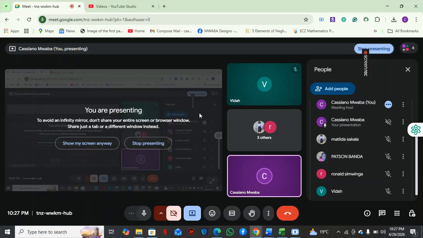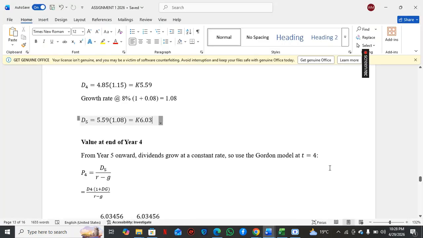Are we okay with that, colleagues? Let me just repeat that one more time. After year 5, the dividends will grow at 8% forever. So to account for those dividends after year 5, this is where we bring in the terminal value. This terminal value is accounting for all of those dividends after year 5. So this is the formula for the terminal value.